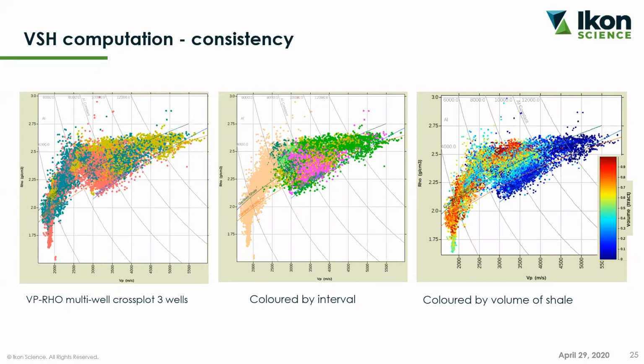Next, I'd like to talk to you about something that's a bit of a bane of our lives: consistency. Here we can see 3 crossplots of 3 wells, cross-plotted together, density versus VP in this case. In the first crossplot, we're just cross-plotting the data from the 3 wells themselves. The middle one is colored by interval, and the third one is colored by volume of shale. If you look at that third one, there isn't really much consistency in the volume of shale outside of the cleaner sections. This is quite a common issue.